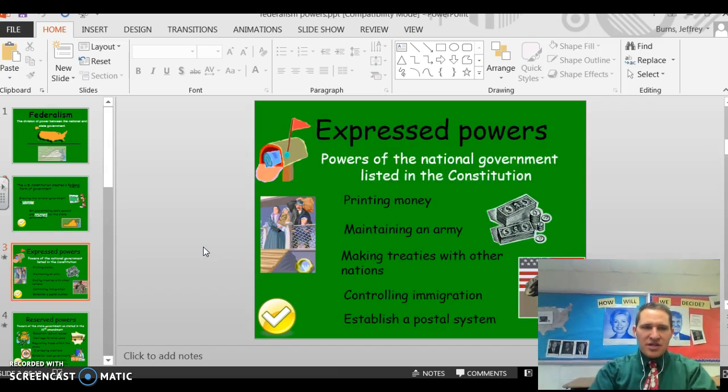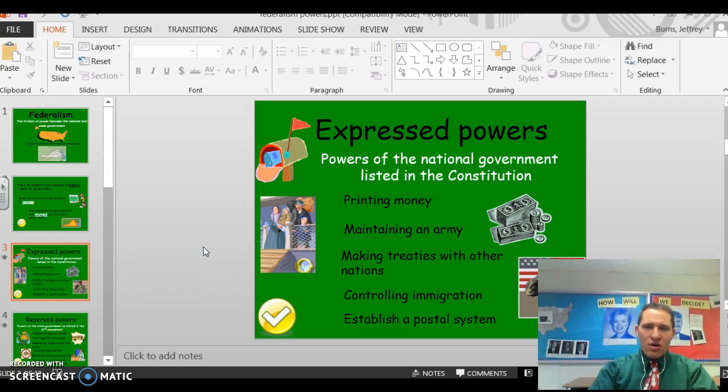Okay, question 3. Here are the different federalism powers. One that we have is expressed powers. Expressed powers, the definition written in white there, are listed in the Constitution. They're given to the national government, so the states cannot do these things. Okay? Write down a couple of the examples. You're going to need this for your study guide tonight as well. Powers of the national government listed in the Constitution.